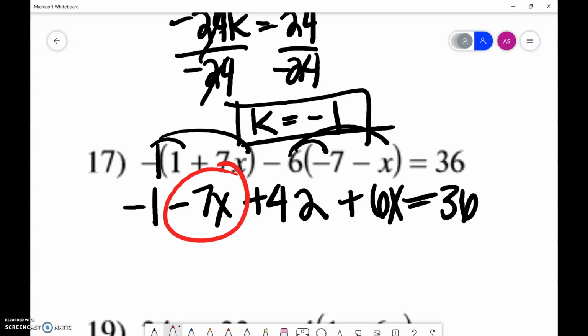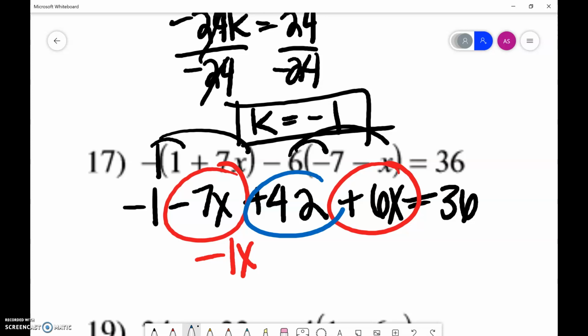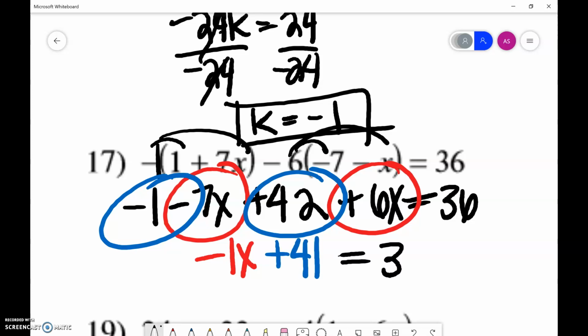Then I have some like terms. So those two go together. So I'm going to be left with -1x, or -x. Then I have 42 and -1. That's going to give me +41. And then I'm going to bring down the 36.